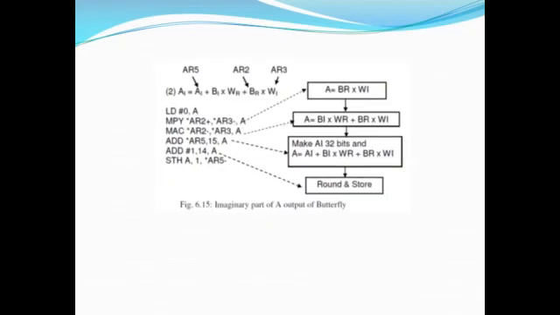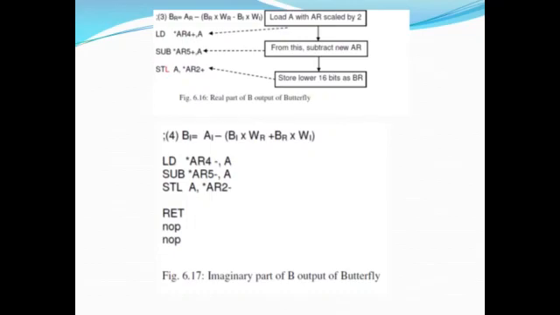Similarly with the imaginary part of A and output of butterfly. So similar thing happens here. Then the third is load A with AR scaled by 2. Then from this we are going to subtract the new value of AR and store the lower 16 bits as BR. So this is again similar for the imaginary part of B. So we are going to go with 4 processes: real part of A and imaginary part of A, then real part of B and imaginary part of B.